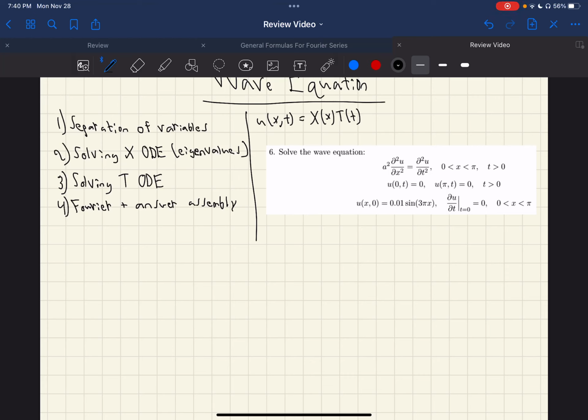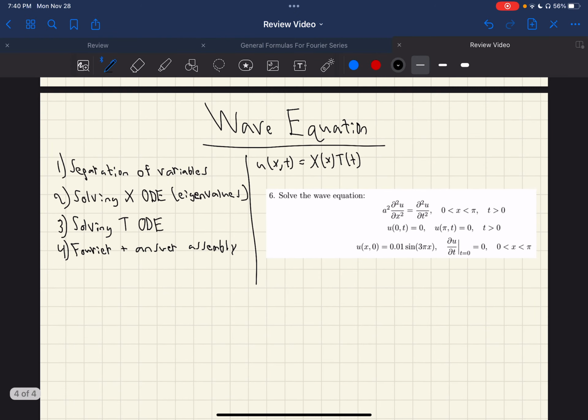In this video, I'm going to do my best to explain wave equation. And wave equation as a whole is very similar to heat equation because you have your four steps. You have separation of variables, solving an x-ODE, which is just finding eigenvalues and an eigenfunction, solving a t-ODE, and then using Fourier series to find some unknown coefficients and then put our answer together. But wave equation is just overall longer, but I will go through every step and try to explain everything and why we do every step.